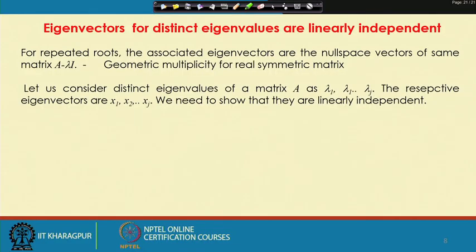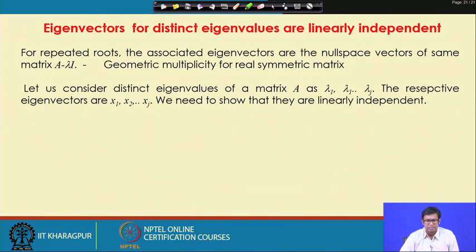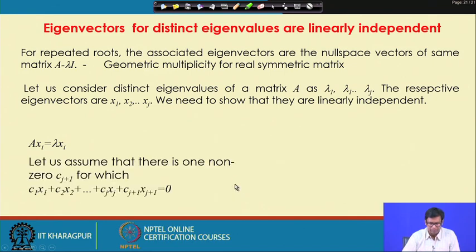The proof is a little convoluted, but let us see. Let us consider distinct eigenvalues of a matrix A, lambda 1, lambda 2 up to lambda j. The representative eigenvectors are x 1, x 2, up to x j. We need to show that they are linearly independent. So, we have the equation A x i is equal to lambda i x i, where lambda i is one particular eigenvalue.